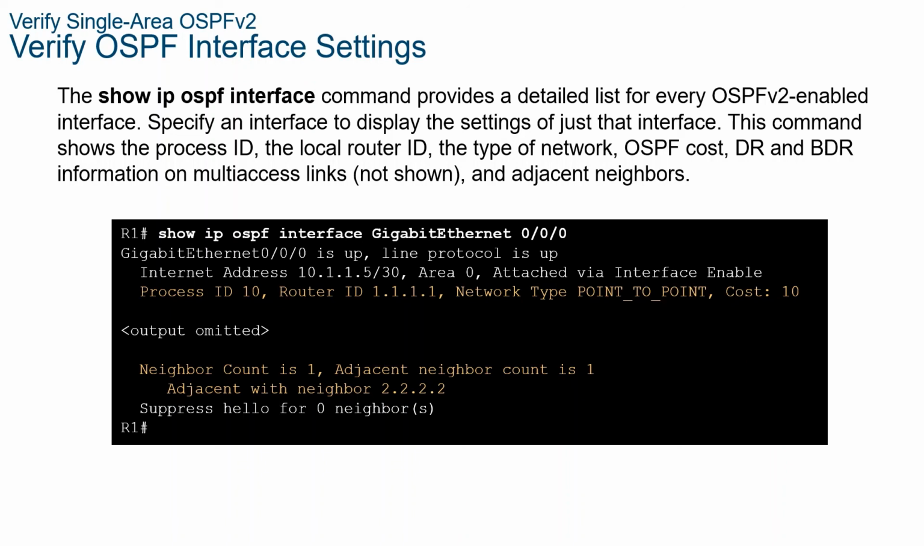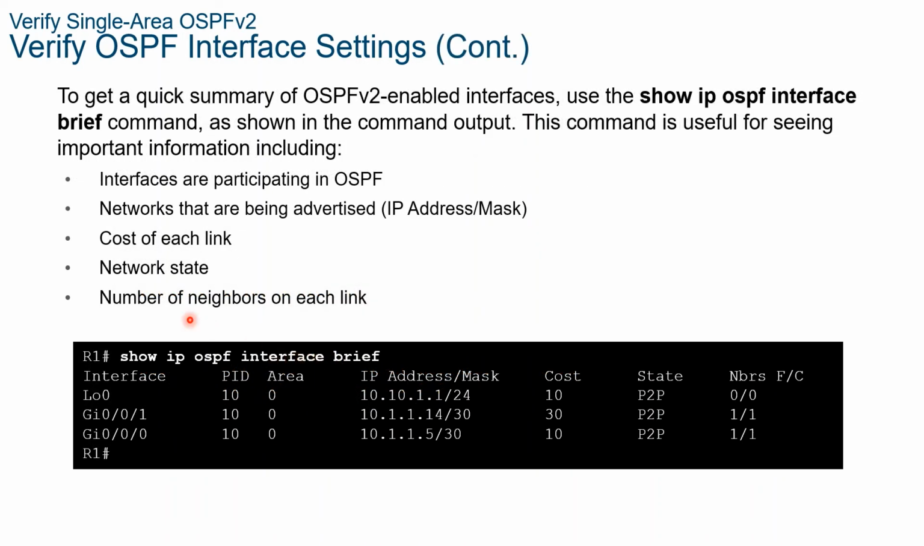All right. So next, the show ip ospf interface command provides a detailed list of every OSPF version 2 enabled interface. Okay, so you can specify an interface to display the settings of just that interface, as shown in the following output here for GigabitEthernet 0/0/0. Now, this command shows the process ID, the router ID, or the local router ID, the type of network, which is point-to-point here, the cost, okay. Next would be DR and BDR information on multi-access links, which are not shown, and adjacent neighbors.